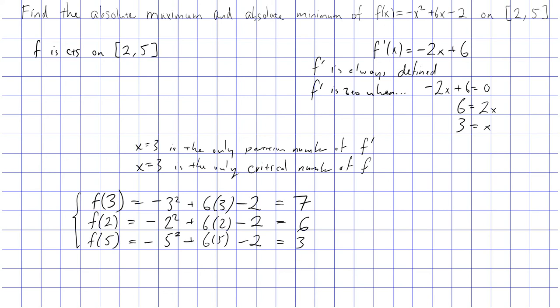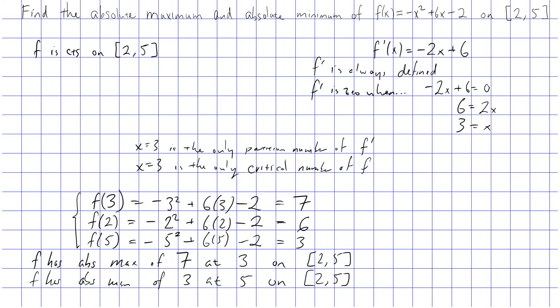We just look at these y values and say that f has an absolute or global maximum of 7, the biggest y value here, at this x value of 3 on this interval 2 to 5. And f has an absolute minimum, the smallest y value here, of 3, and this occurs at the x value of 5 right here on this interval 2 to 5. So our absolute minimum, sorry for the poor handwriting, occurs at the right endpoint of 5, and then somewhere in the middle between 2 and 5, at the x value of 3, that's where the biggest y value is found.